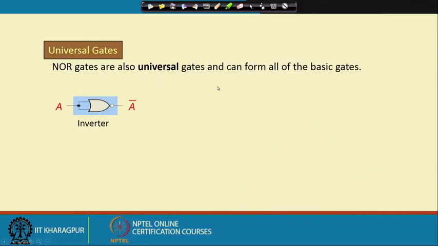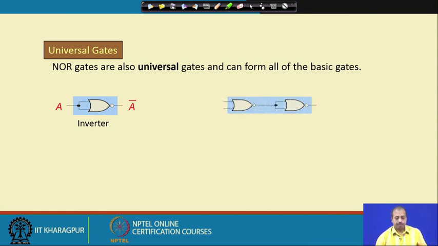How? Here also it is the same thing. If you are trying to get the inverter, A bar from A, you apply the same input A to both the inputs of the NOR gate. So, you get A bar as the inverter. If you are trying to get an OR gate, it is quite simple. First of all, you do a NOR of A and B. So, you get A NOR B, and then use another NOR gate as an inverter. So, you get A or B.